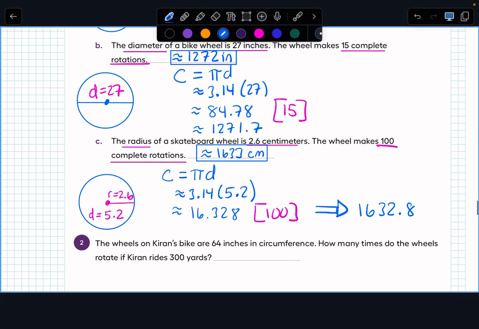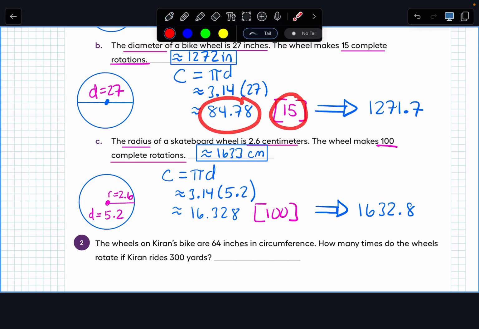Okay. And I actually want to change this right here too, because otherwise it looks like it's the circumference formula, but I want to put this, it was 1,271.7. And again, we're multiplying the circumference by the number of rotations, okay?